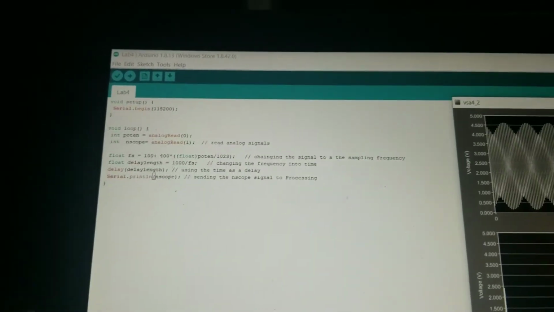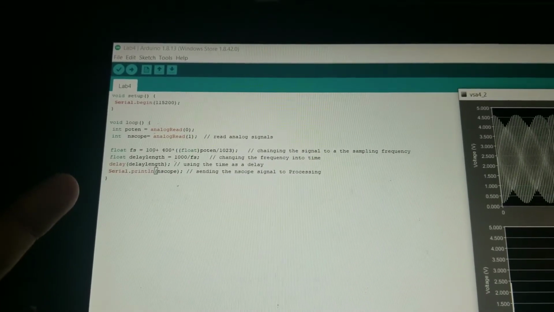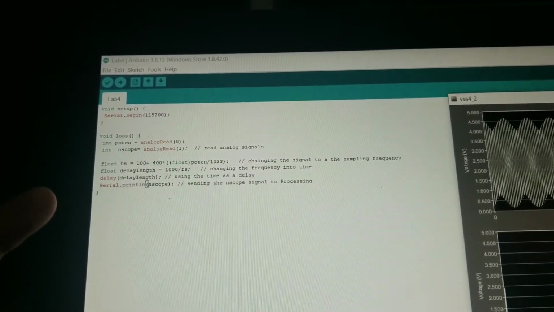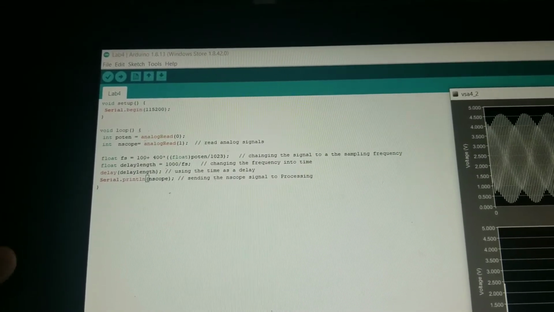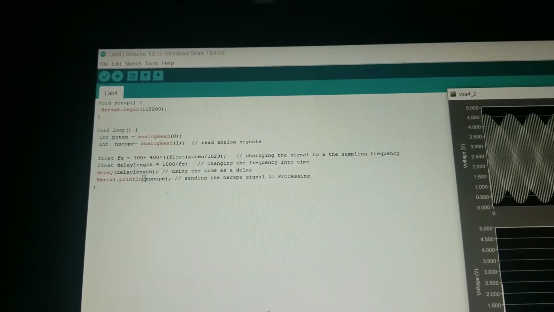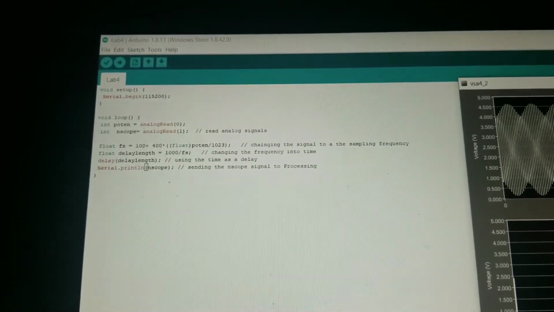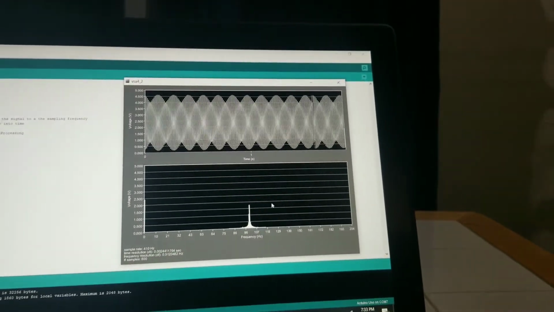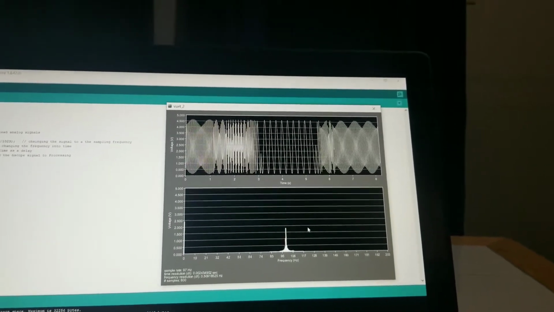This is the code I have for Lab 5. All I'm doing is reading the two analog signals. Then I'm using the potentiometer signal to create a sampling frequency, changing that to a time, then using that time as a delay. Then I'm sending the Nscope signal to the processing IDE using Printline, and this is what comes up. I can change the potentiometer now, and you can see the sampling changes.